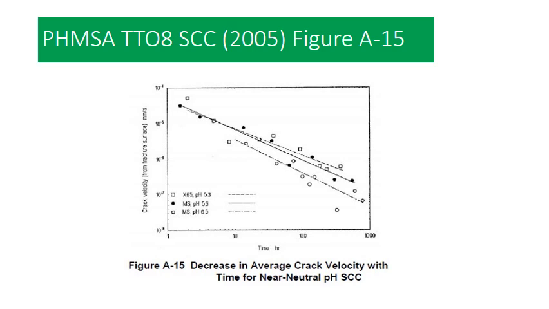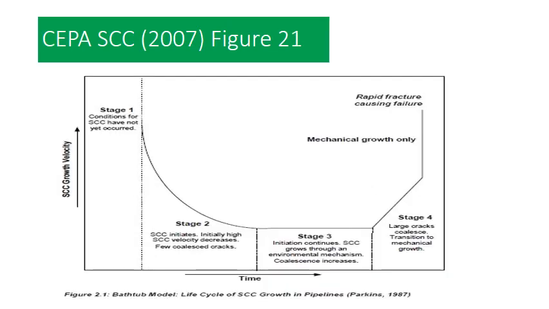If I also look at a CEPA study done in 2007, I get a very similar behavior. Here the bathtub model goes from a high SCC growth velocity to a lower velocity, and again to a higher velocity. Now, if you read the stress corrosion cracking literature, you'll find that there are several explanations for this behavior.